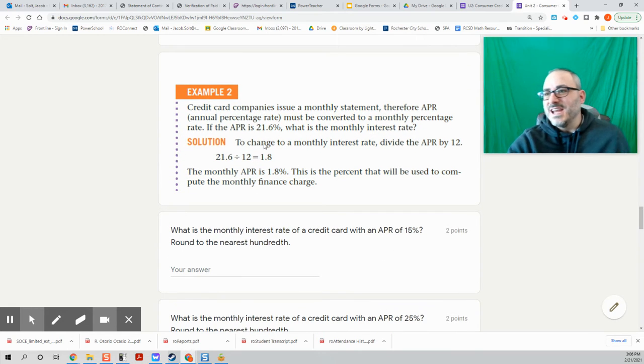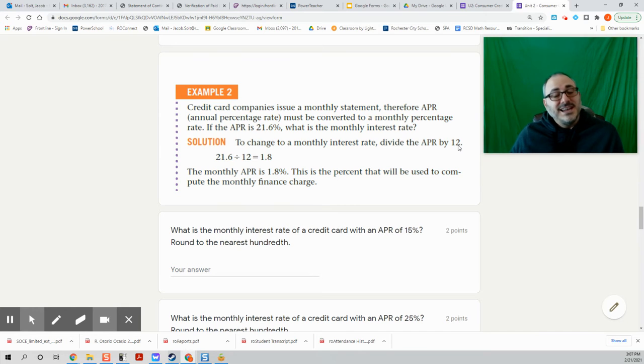All right. Example 2. Credit card companies issue a monthly statement. Therefore, the APR, the annual percentage rate, must be converted to a monthly percentage rate. If the APR is 21.6%, what is then the monthly interest rate? Well, to figure this out, we're going to have to change it to a monthly interest rate. We're going to have to divide the APR by 12. Why 12? Because there are 12 months in 1 year.